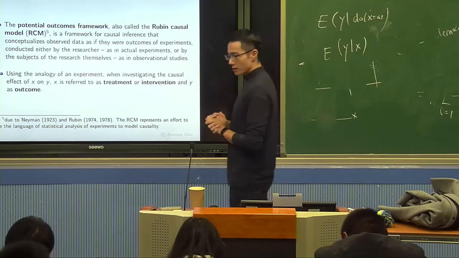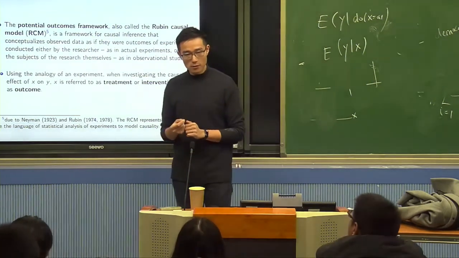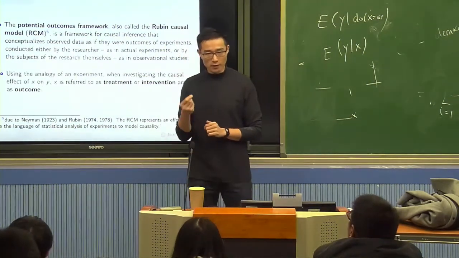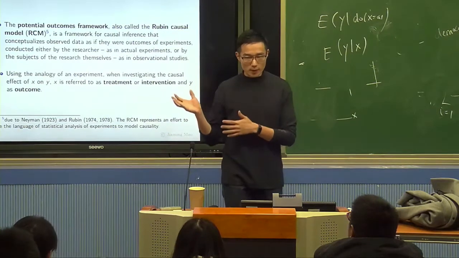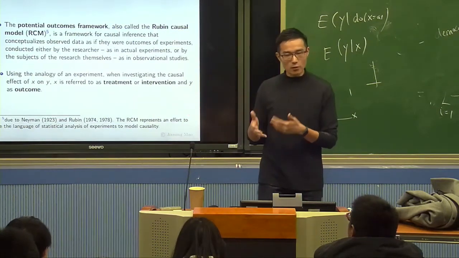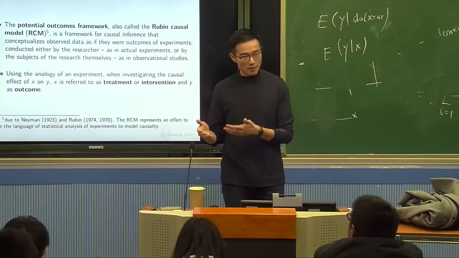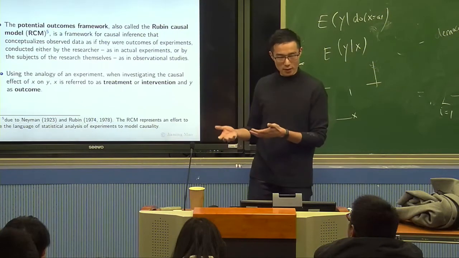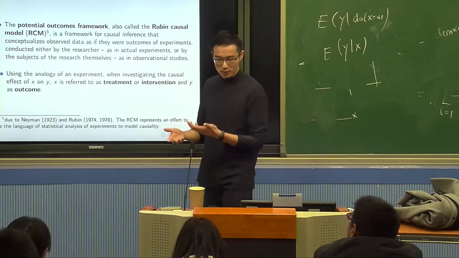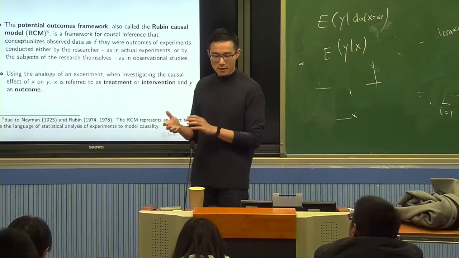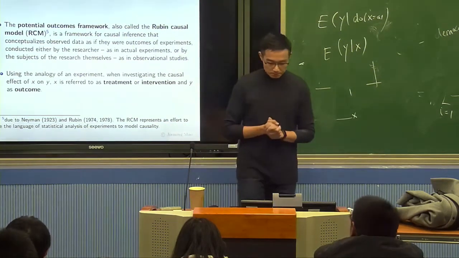Today, in this lecture, I'm going to introduce two models for modeling causal inference. The first one is the Rubin causal model. And the second one, which I will discuss later, will be the causal diagram, or the graphical causal model. So that's the second one. We'll begin with the Rubin causal model.